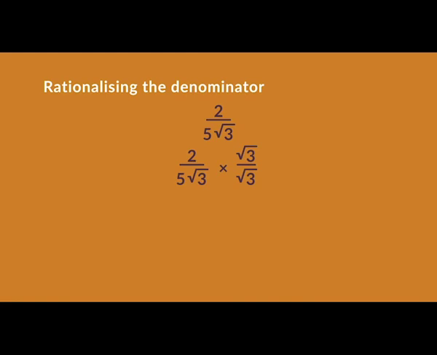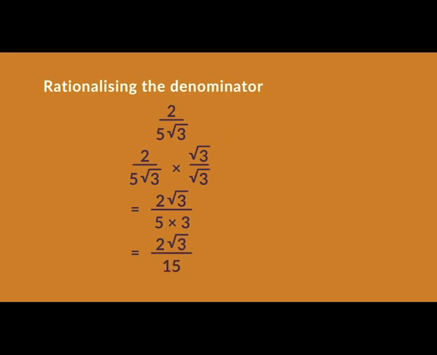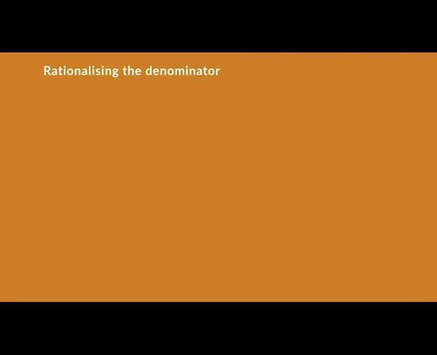For example, multiply 2 over 5 root 3 by root 3 over root 3. The new numerator is 2 root 3, and the new denominator is 15. When the denominator is not a monomial, there is a different process to follow. For example, 2 over 2 minus root 2.